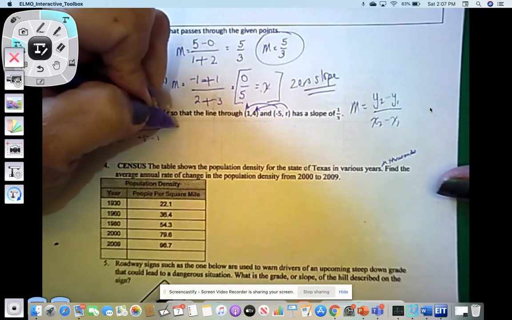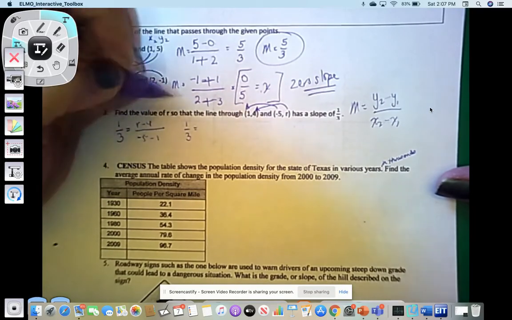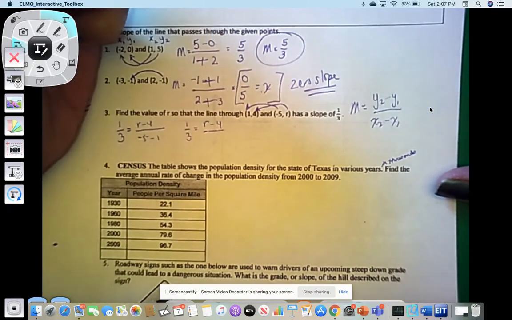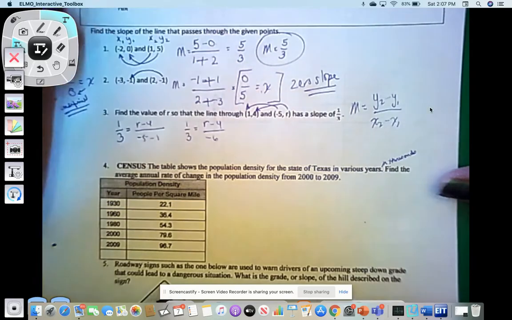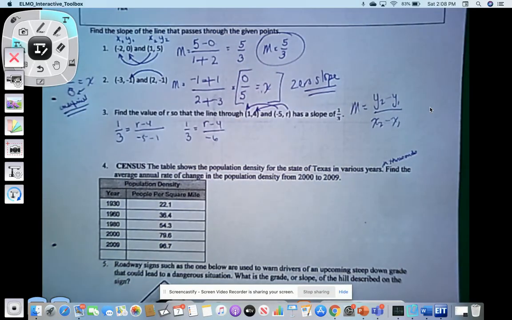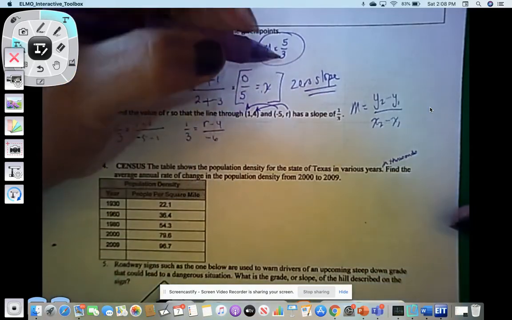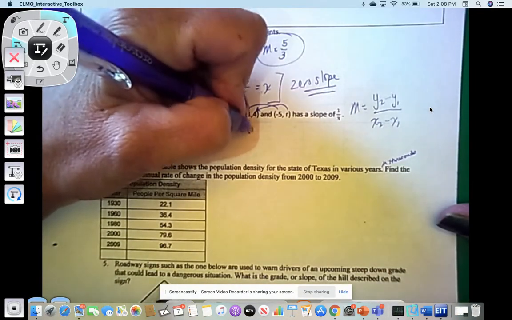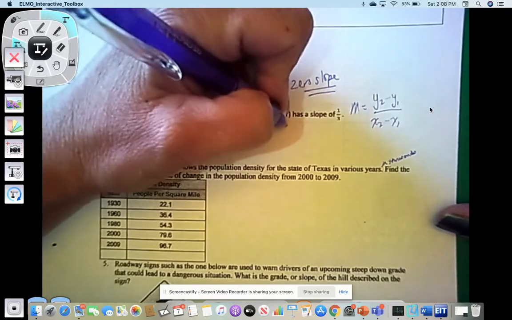Simplify. I'm going to simplify the bottom, because on the top there's nothing I could do with r minus 4. On the bottom that gives me negative 6. So now I can solve this like a proportion. I'm going to cross multiply. So 3 times r minus 4 equals negative 6.